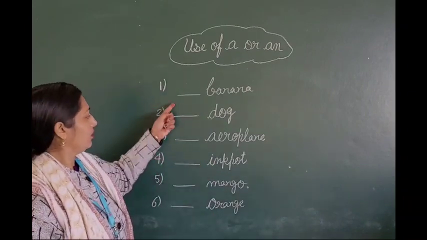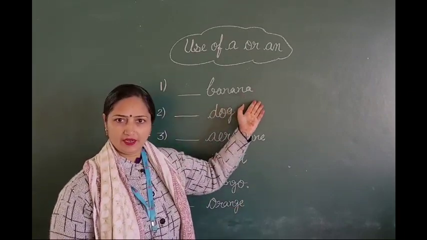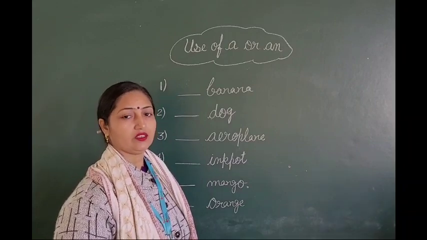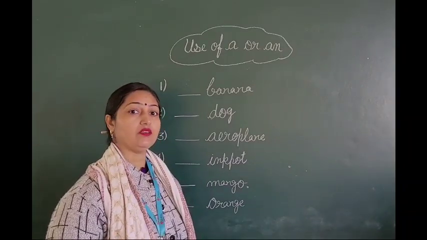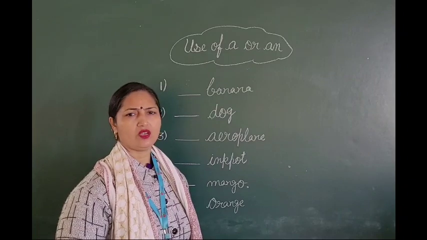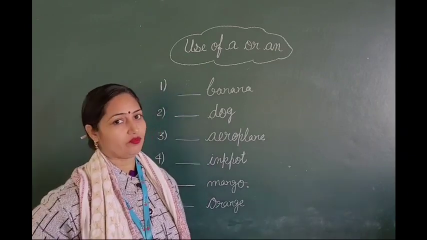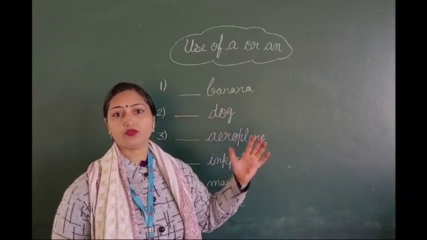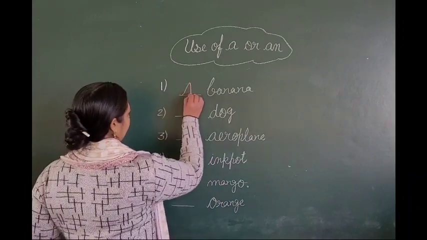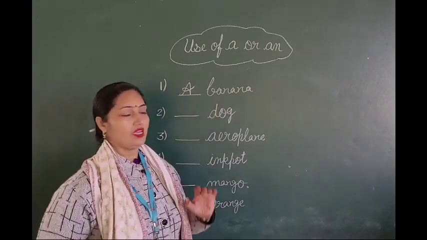Now, the first word is banana. Banana means kela. And is B a vowel or a consonant? Tell me. So do we use A or AN for B? Tell me fast. Yes, we use A before the letter B because it's a consonant. So we use A. A banana.